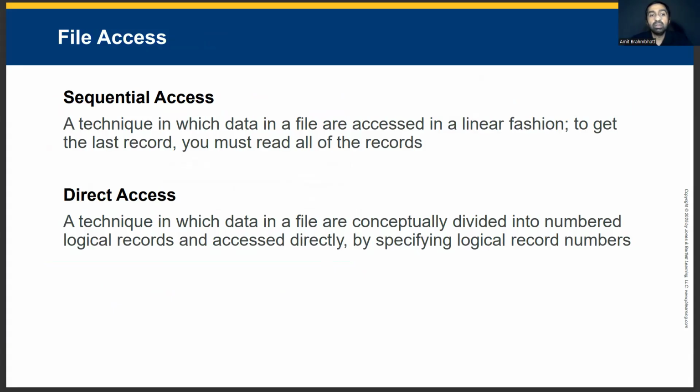Here we compare sequential and direct access. Sequential access reads data in order from beginning to end, typical for logs or audio streams. Direct access allows jumping directly to specific logical records by number, ideal for databases where speed and random access are important. Each method supports different storage needs.